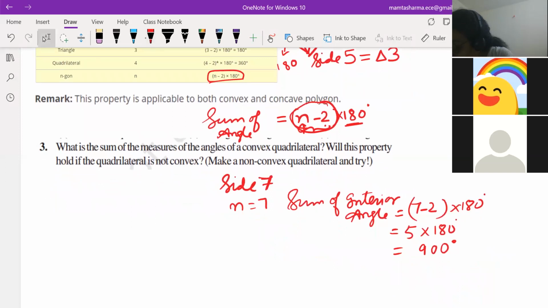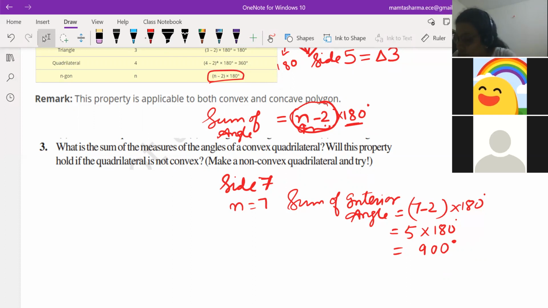Ma'am, a doubt. Yes, tell me. Ma'am, in this formula, (n minus 2) into 180, we can use it to find the interior angles, but what is the formula for exterior angles? There is no formula for the exterior angle. I will tell you later after this topic that the exterior angle sum remains constant for every polygon. If it is of 5 sides, 6 sides, 7 sides, n sides, the exterior angle sum would be constant, and that will always be 360 degrees. So if it is a constant, you do not need to apply a formula.